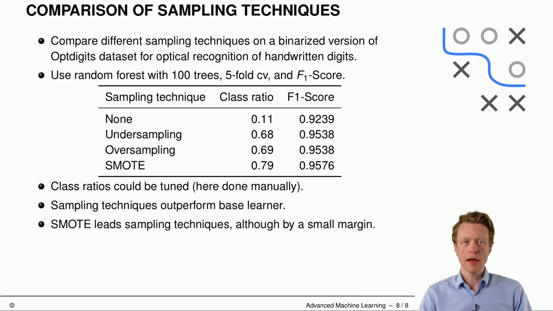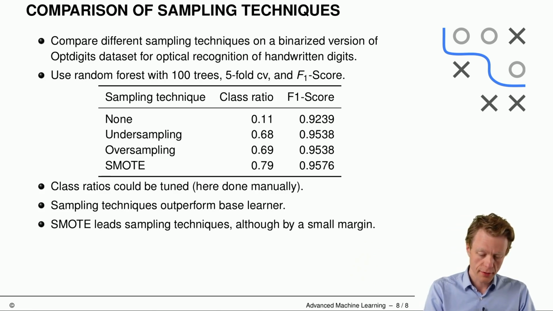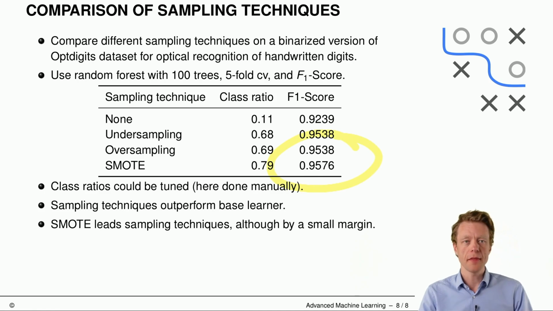And you see that every sampling technique is better than no sampling, and that SMOTE is a little bit better than random undersampling and random oversampling. But yeah, the difference is not that huge here in that example. But still, SMOTE leads the sampling techniques here. Okay, that was it for sampling techniques.